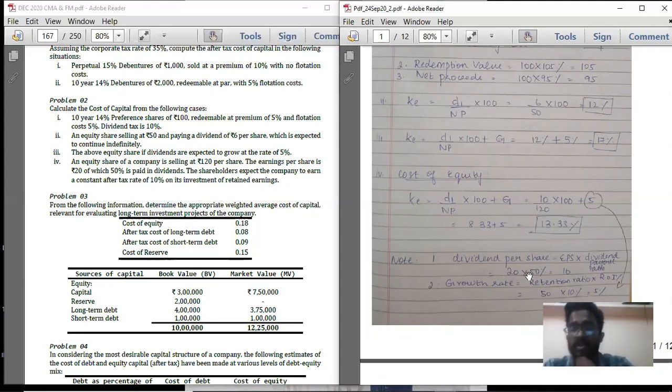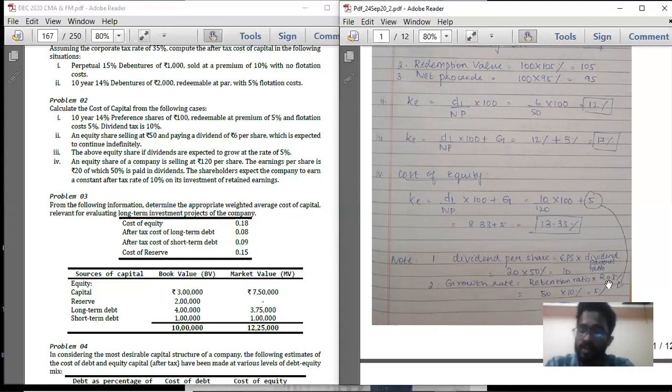Dividend per share is equal to, how much is the EPS given here? Earnings per share is 20. Dividend payout ratio is 50. So 20 into 50% is the dividend. So 20 into 50% is equal to 10. So that is the dividend which is being distributed. So dividend per share is 10, which we have already calculated. 10 divided by 120.